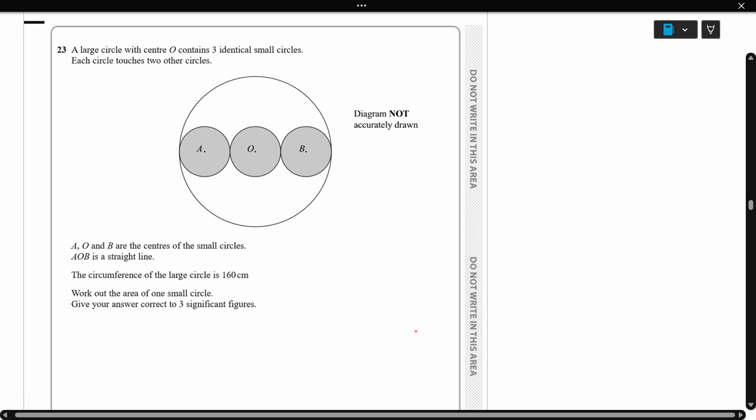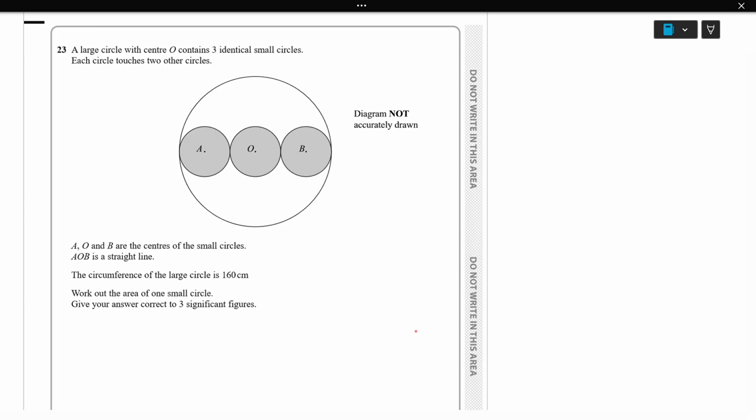Next, a large circle with center O contains three identical small circles. Each circle touches the other circle. A and B are the centers of the small circles. AOB is a straight line. They said this is the straight line here. The circumference of the large circle is 160. Work out the area of one small circle.